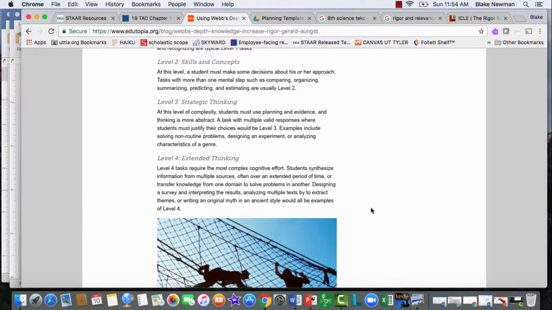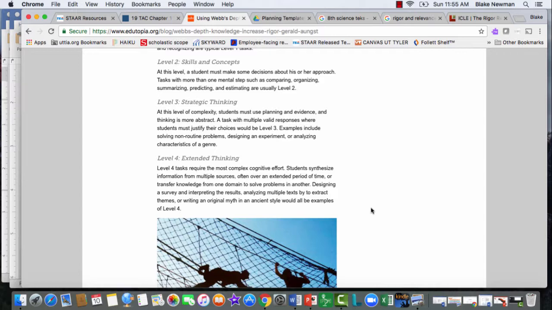Level 3, strategic thinking. At this level of complexity, students must use planning and evidence, and thinking is more abstract. A task with multiple valid responses where students must justify their choices would be level 3. Examples include solving non-routine problems, designing an experiment, and analyzing characteristics of a genre. Level 4 is extended thinking, and most kids can do this, but you've got to go through the processes and make sure that they can do the level 1, the level 2, the level 3, and that is what your pre-assessment is for.